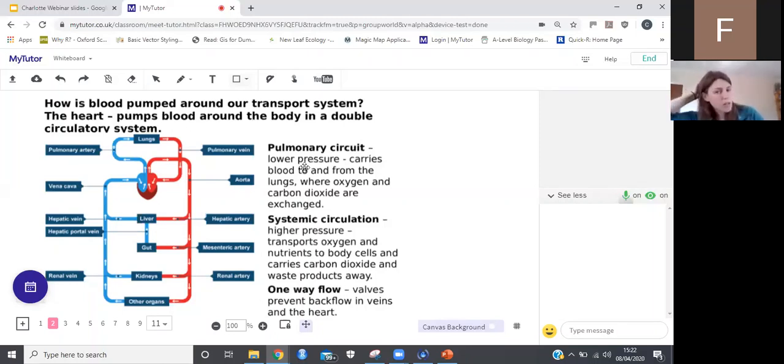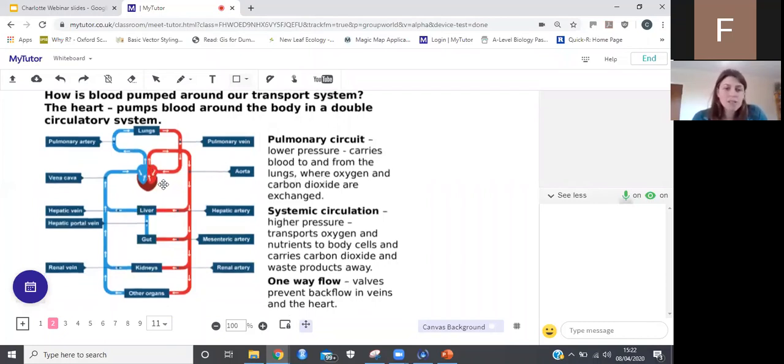So it tends to have a bit of a lower pressure than the next circuit that we're going to talk about. And it's purely there to take that oxygen away to the rest of the body and to drop off the carbon dioxide that is a waste product from the rest of our body.